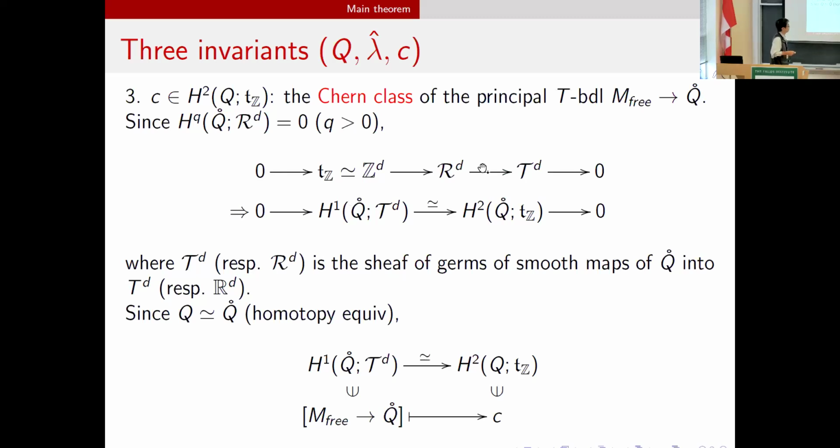And now using this isomorphism, we see that this element of the second cohomology of Q corresponds to some principal T bundle. Actually, this is a Čech one-cocycle, which means that the cocycle condition holds. So the element of this is the class of the principal T bundle. This means that the principal T bundle is determined by this element c. So we call this c the Chern class of the principal T bundle.